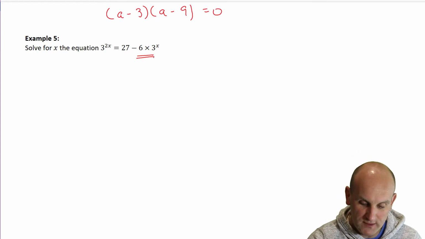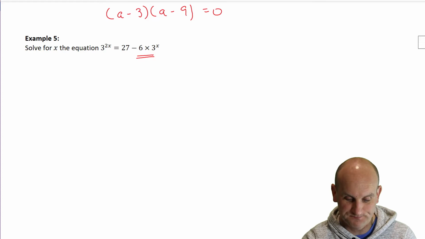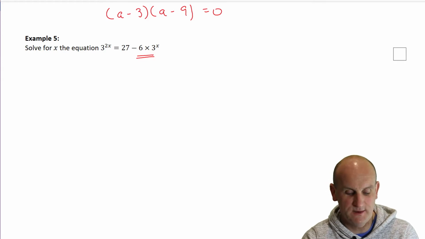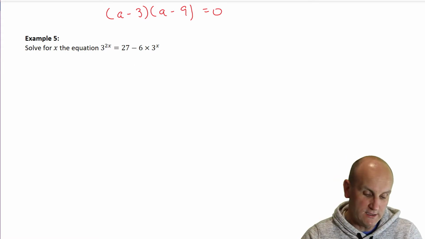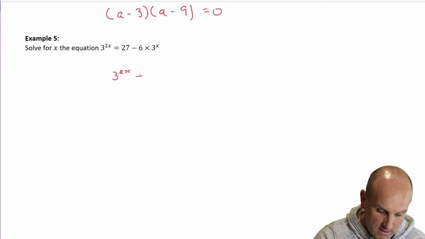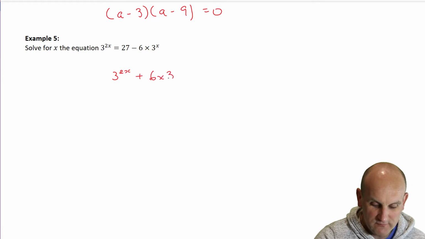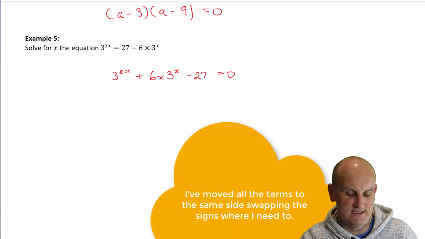But I see that this 6 times 3 to the x. Now, there are lots of people who would write that as minus 18 to the x, and that really worries me. You can't do that. Sadly, it's not correct algebra. But what I'm going to do is follow my rules again, flip them around. And I'm going to make 3 to the power of 2x plus 6 times 3 to the x minus 27 equals 0.